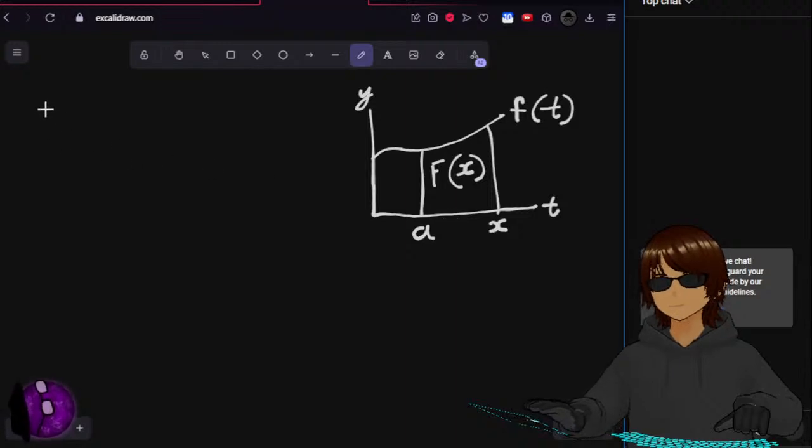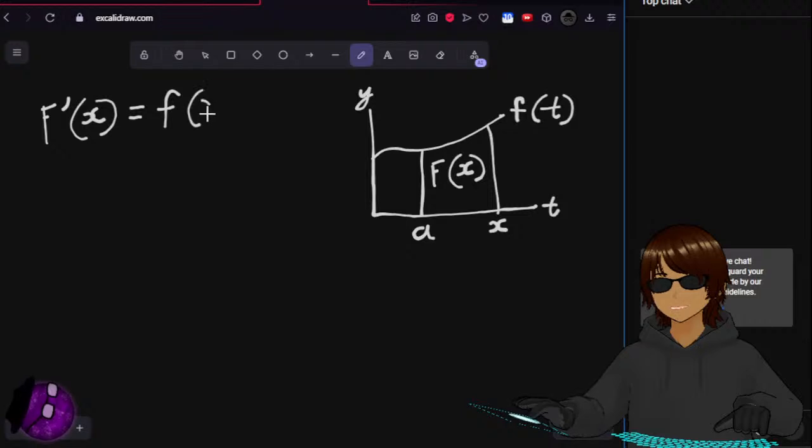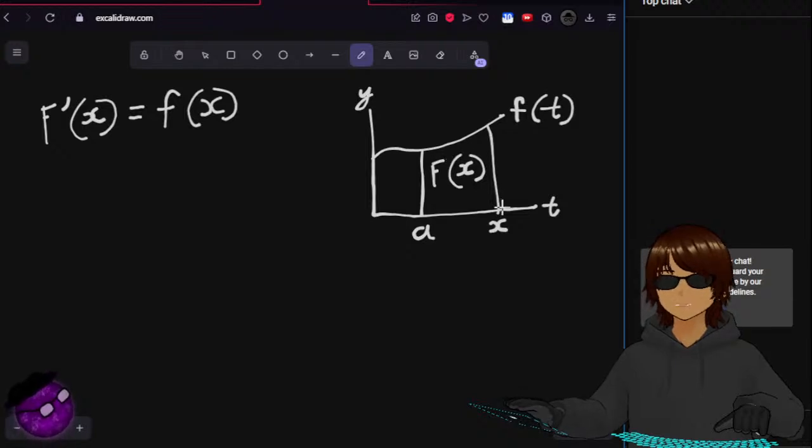So the first fundamental theorem of calculus states that the derivative of the area is equal to f of x. So this is the area. So the derivative of the area, so how much the area is changing at this point, that is equal to f of x.